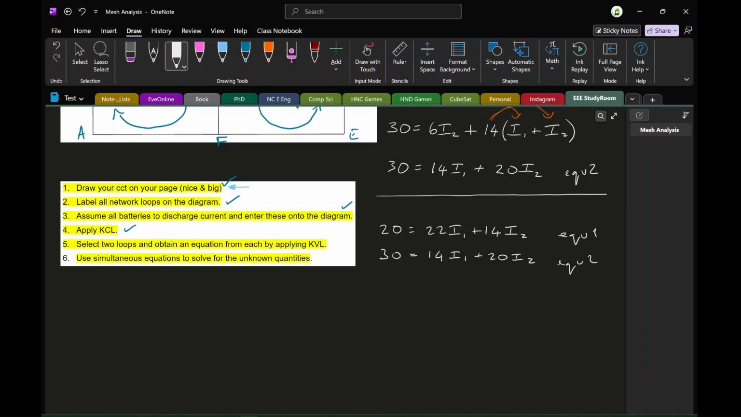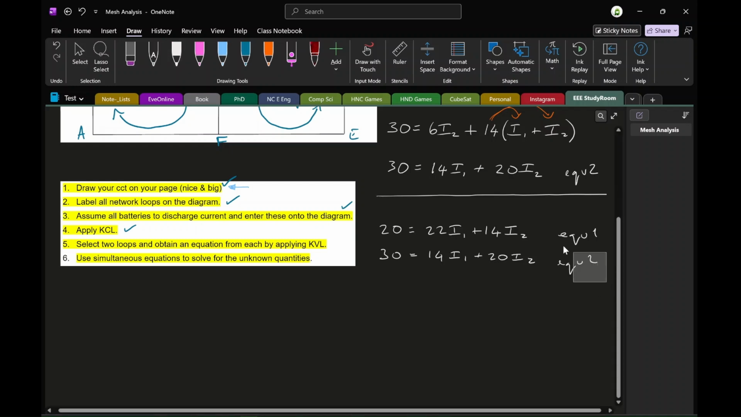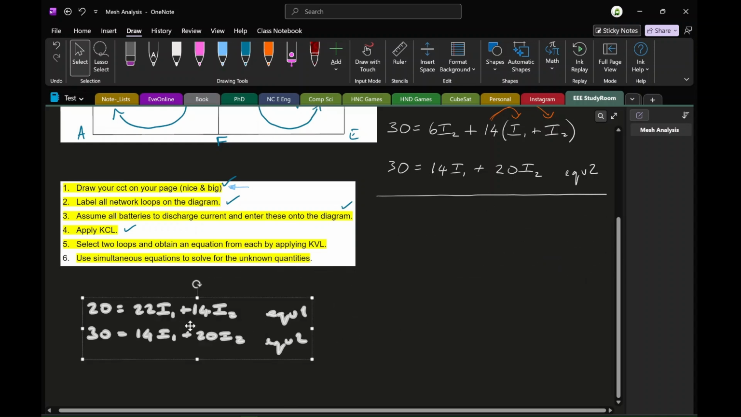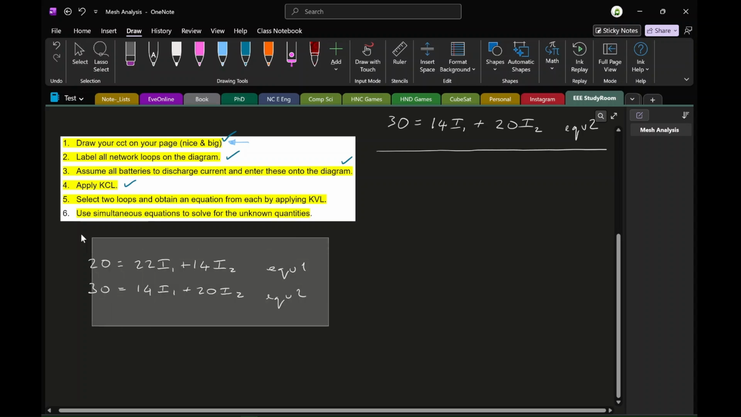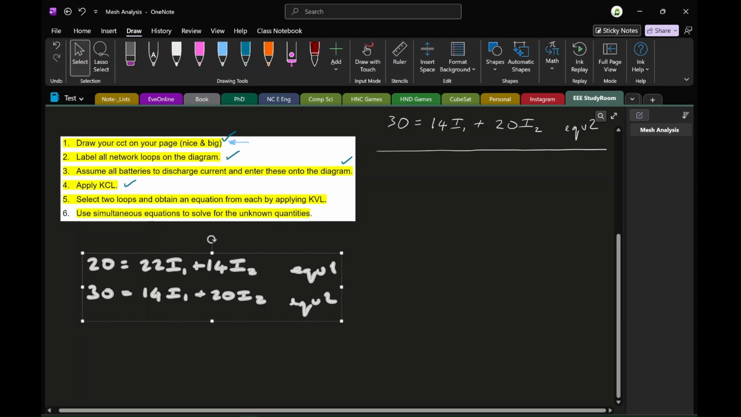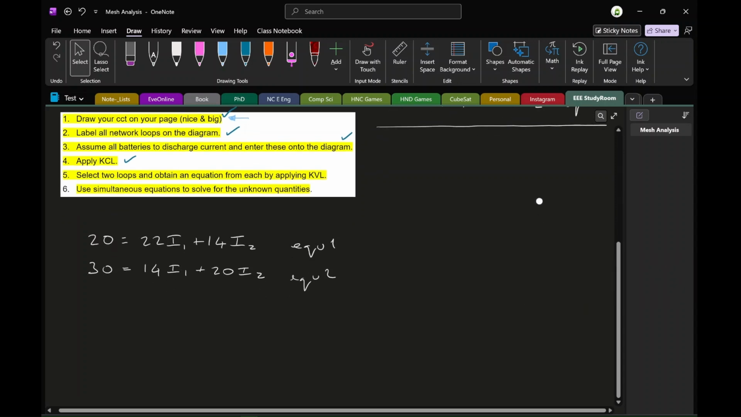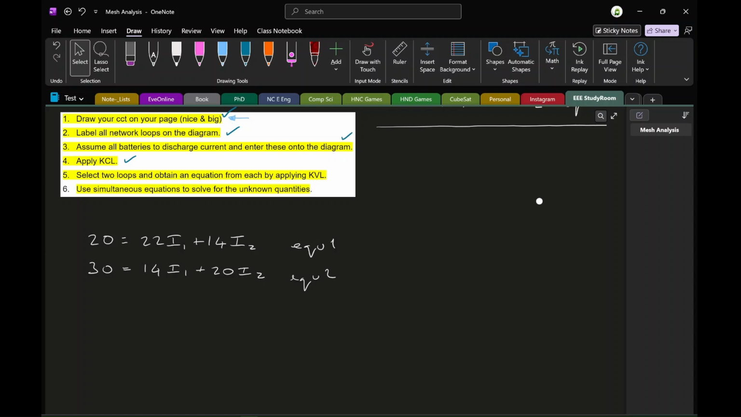So equation 2 and equation 1 have been written out. What I'm going to do is quickly move these over a bit to give myself a little bit more room, because we're now moving away from the schematic ever so slightly. So what I'd like to do here is consider how I can eliminate one of my terms. In this case, I've got two sets of even numbers across I1 and I2, being 22 and 14, and 14 and 20. So it doesn't really matter which one I remove, but I tend to just look for the even numbers and remove them.